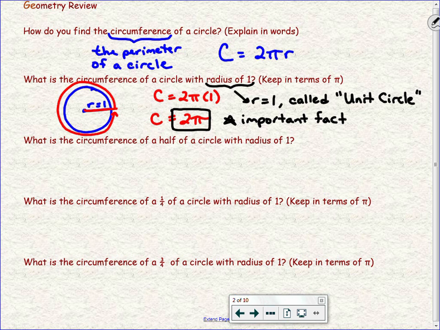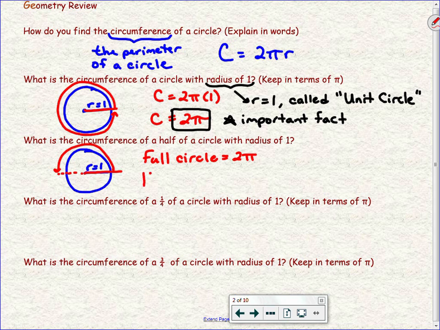Okay, second question. What is the circumference of half of a circle with a radius of 1? Okay, so I'm going to draw another circle. Not a very good one, but my radius is 1. And if I talk about starting in standard position, now I only want to go halfway around. So I want to go right there, and then we're going to stop. It's halfway around the circle. So if a full circle is equal to 2 pi, then halfway around the circle is only 1 pi.